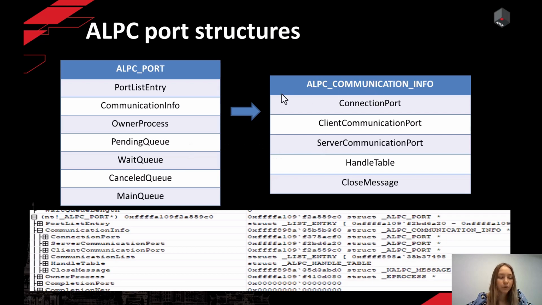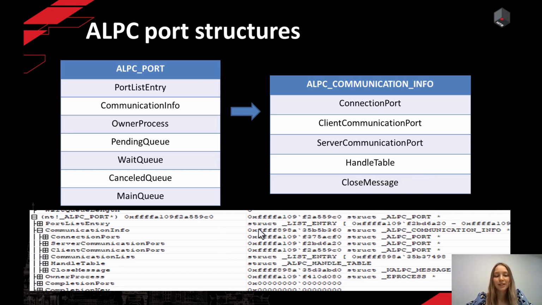The communication info field is of the greatest interest for our study. This field is an ALPC communication info structure. It is this structure that contains information about the connections of this port: address of connection port, client communication port, server communication port, and also a pointer to the connection descriptor table, handle table, and the connection close message.